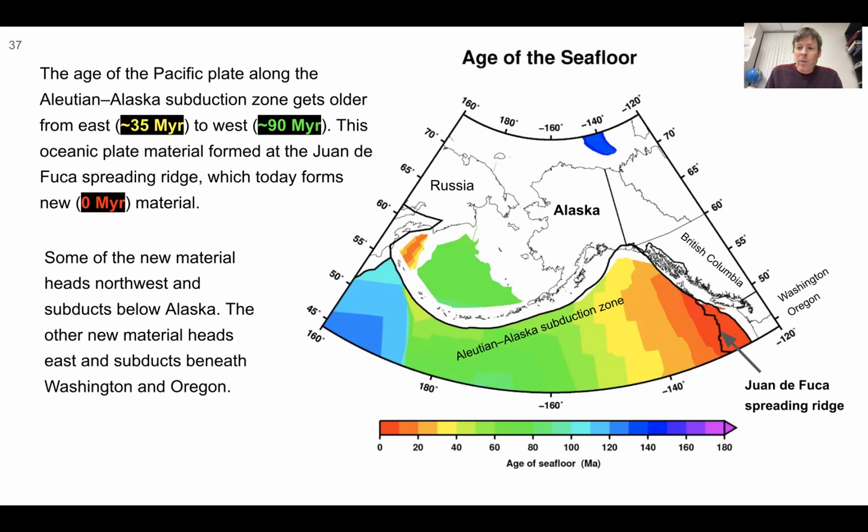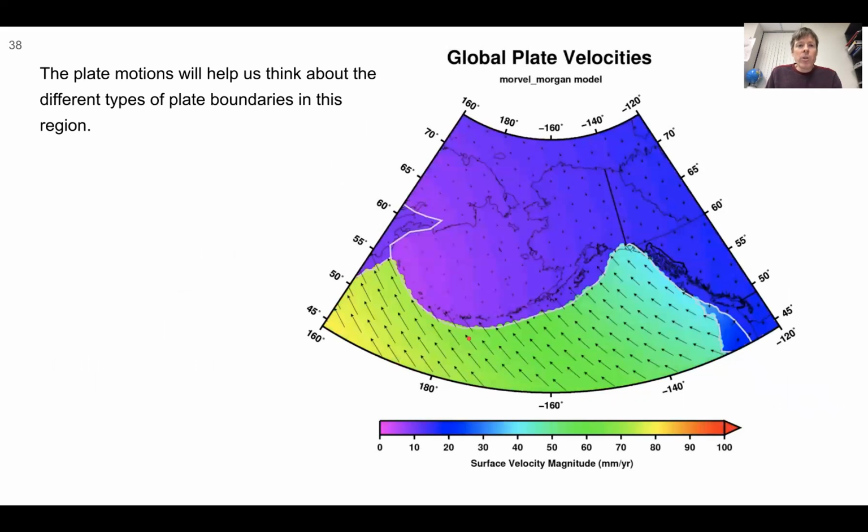So it's good to look at this seafloor. We can think about this spreading plate boundary as the dominant feature, but then we can also think about the age of the seafloor as it goes down. The plate motions help us think about the different types of plate boundaries in this region. So here we're zooming in to the motion. This is the Pacific plate, North America plate, and we can see here also the Juan de Fuca plate.